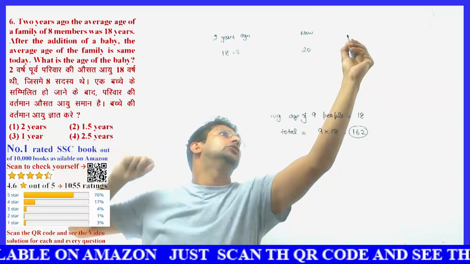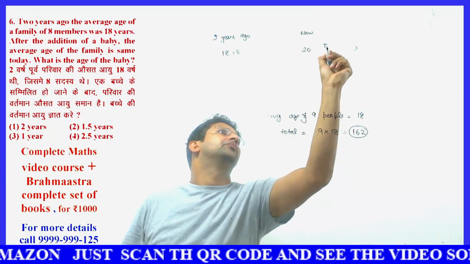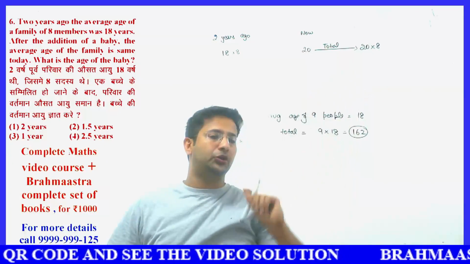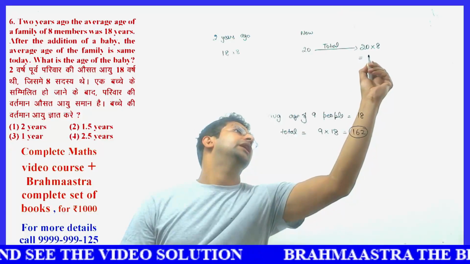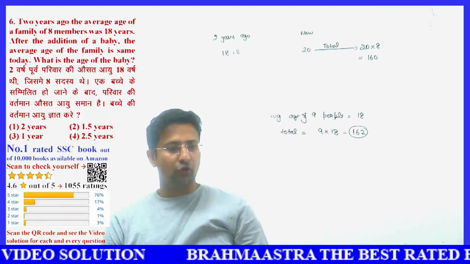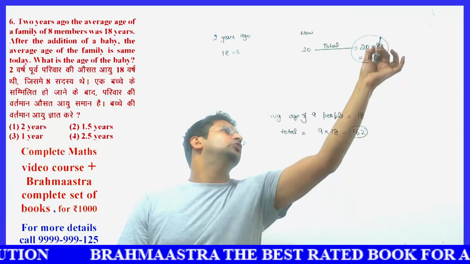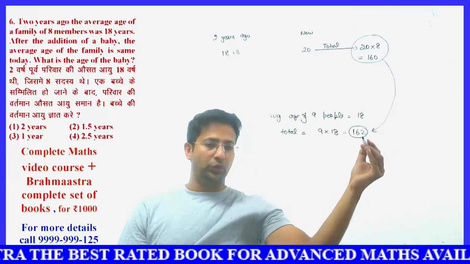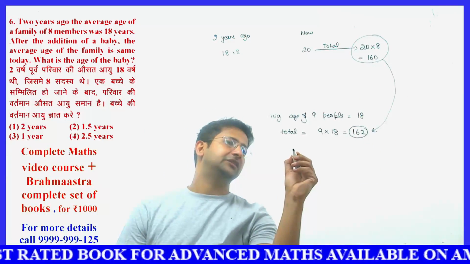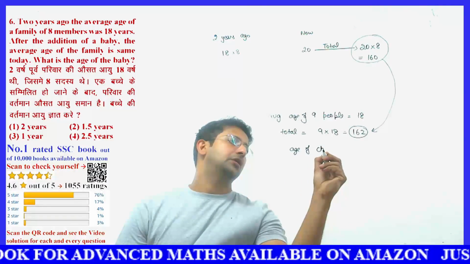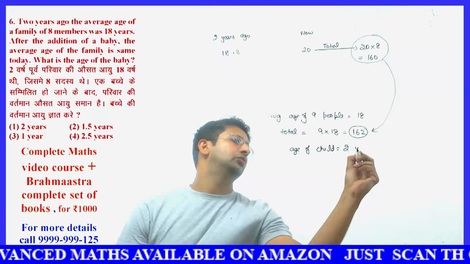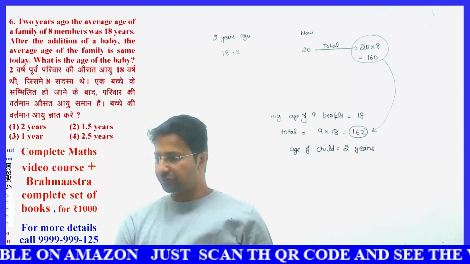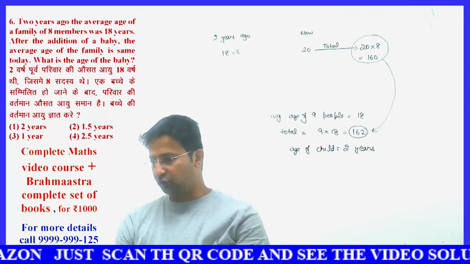So total will be what? Their total age will be 20 into 8, which gives me 160. So right now the age of those people is 160 and the total age of the family is 162. That means the age of the child is 2 years. We are being asked the age of the child. The age of the child is equal to 2 years. I'm sure it is clear to everyone. Okay, the age of the child right now is 2 years.